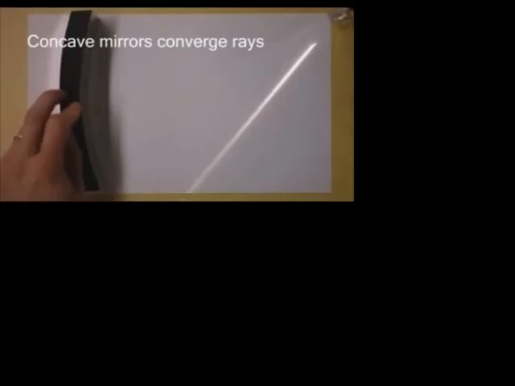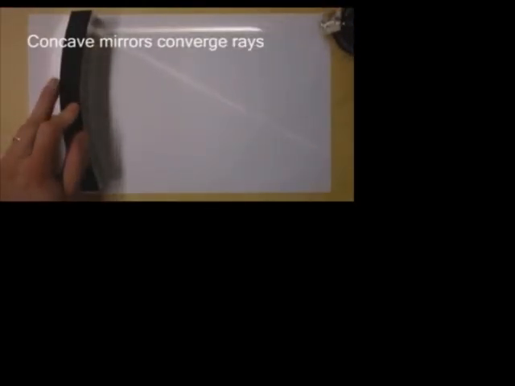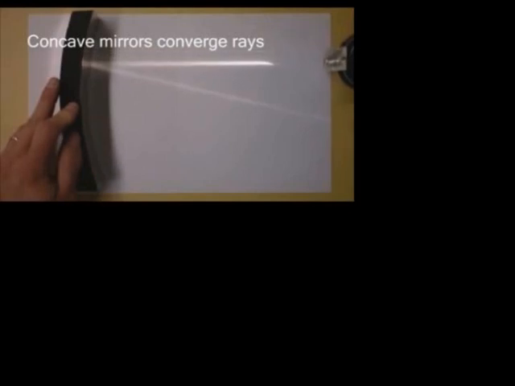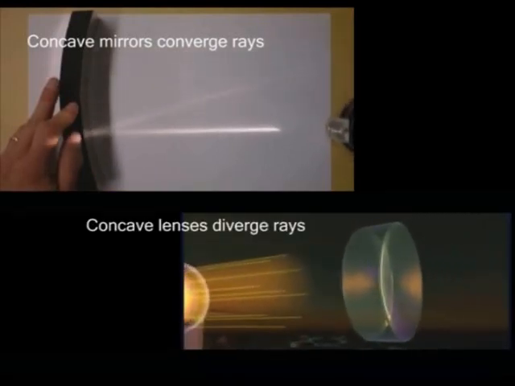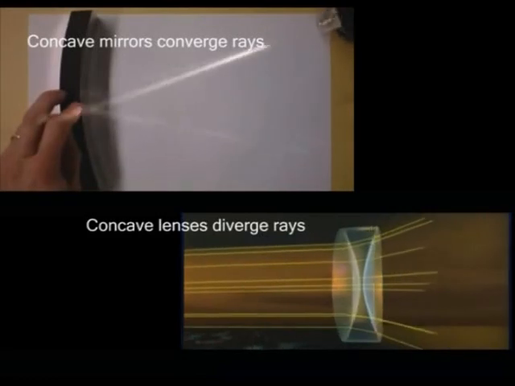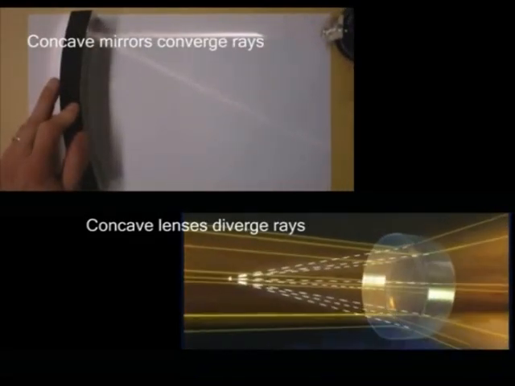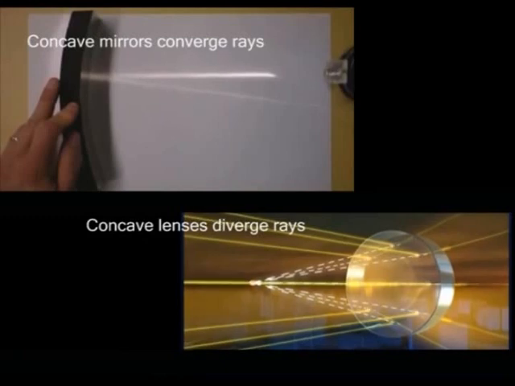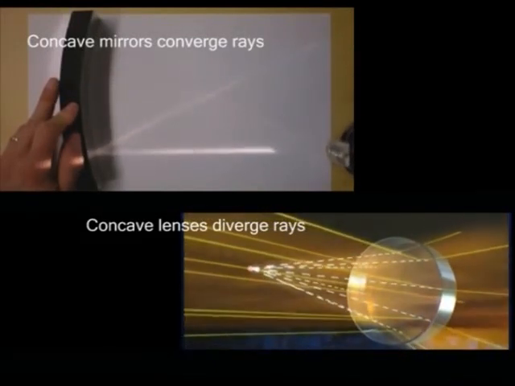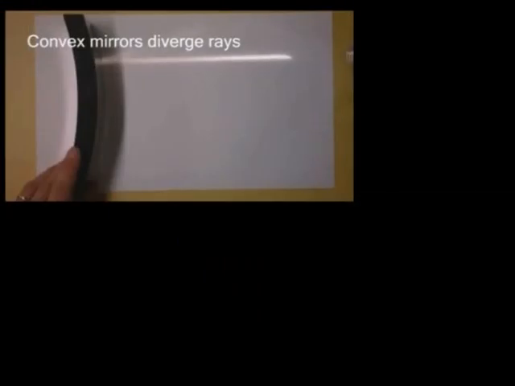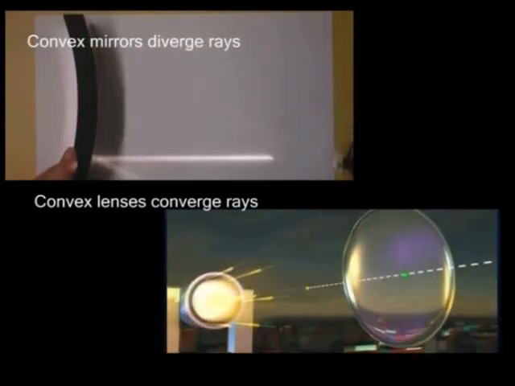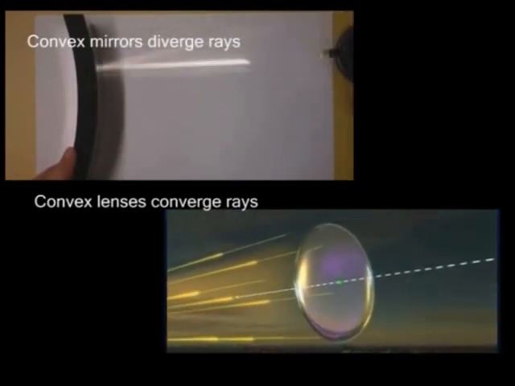Second thing, and this is very important, concave mirrors converge the rays after reflection, but concave lenses diverge the rays after refraction. The exact opposite. Then, convex mirrors diverge rays after reflection, but convex lenses converge rays after refraction. I hope you remember that from now. Good luck.